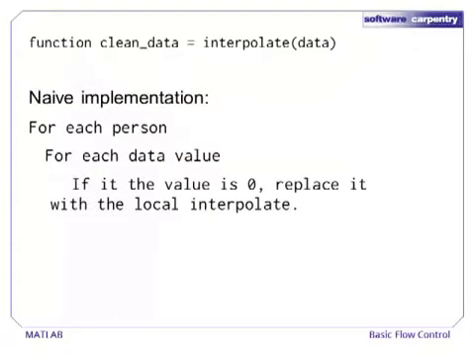A naive implementation of interpolation will loop through each person and data value. We will test whether the value is 0, and if it is, we replace it with a local interpolation. This approach is not a data parallel way of thinking about problems involving matrices. It requires that we loop through every value of the matrix. Still, it is informative to write the naive version to make sure we understand what the program is doing.